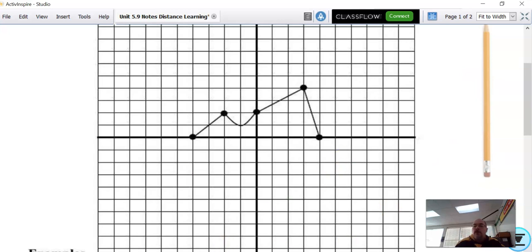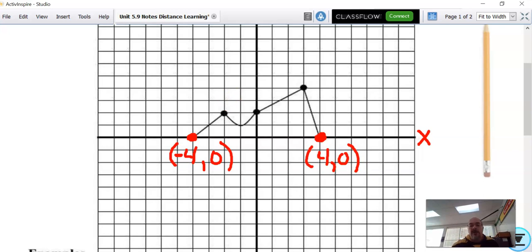Now before we begin, remember domain are the x values, and the x is on the horizontal axis. So I'm going to label my left dot and my right dot before I go anywhere else on this screen. My left dot is at negative 4, 0. And the right dot is at positive 4, 0.